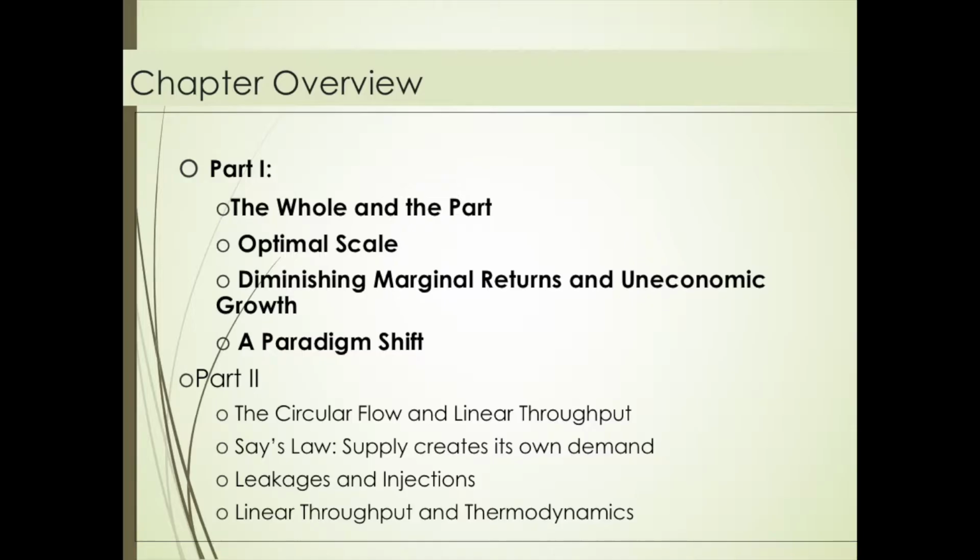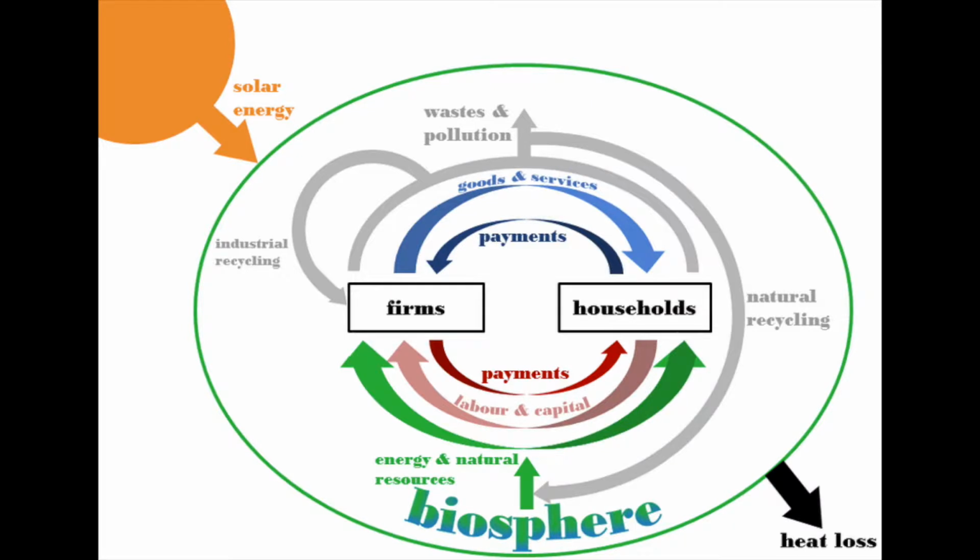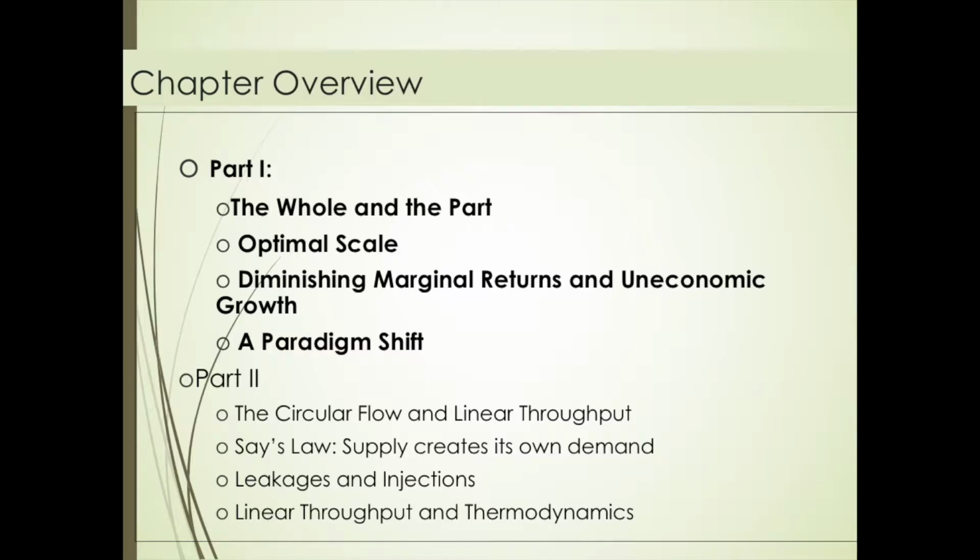This, of course, will require a new paradigm shift in our thinking that requires us to move away from the neoclassical economic paradigm approach. In Part 2, we will use the powerful model of the circular flow diagram and Say's law to illustrate this necessary paradigm shift. The circular flow diagram will help us to understand how the economic subsystem has fundamental leakages and injections and a linear throughput and is limited by the laws of thermodynamics.